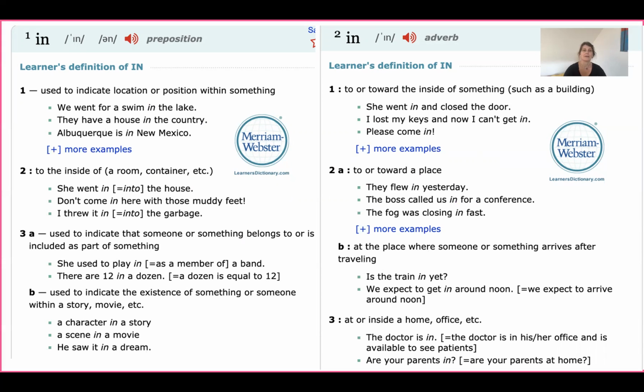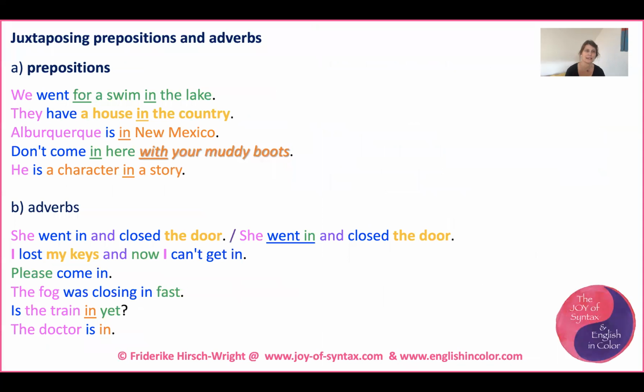Now, how do we know when we are dealing with a preposition or an adverb? Parsing sentences helps. Let's look at these sentences. We went for a swim in the lake. We see that in the lake is a unit. In a preposition, the lake is the noun. So we see that in these example sentences under prepositions, the prepositions are always followed by a noun.